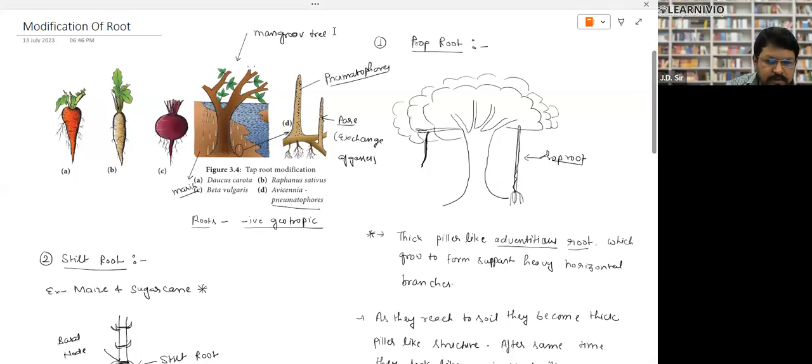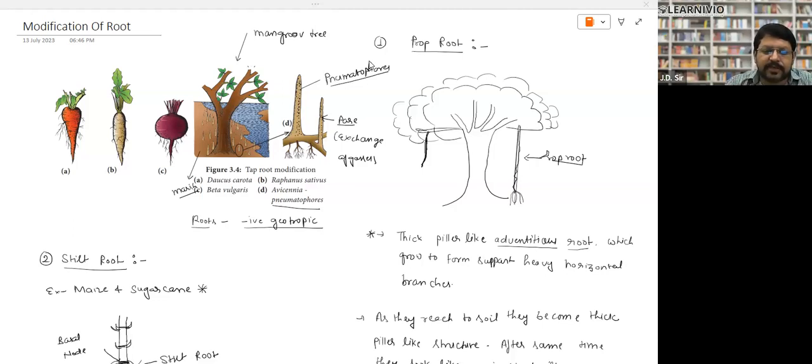So prop roots are basically pillar-like structures. What is their function? Their function is to support the banyan tree. Why? Because the horizontal growth of the branches of a banyan tree is too much in comparison to other trees. So they grow horizontally; rather than their length, their width is more. I mean, the area of the branches is more, which means lateral branches are more.